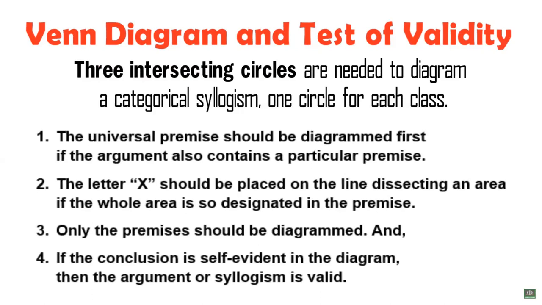Rule number 1. The universal premise should be diagrammed first if the argument also contains a particular premise. Rule number 2. The letter X should be placed on the line dissecting an area if the whole area is so designated in the premise. Rule number 3. Only the premises should be diagrammed. And rule number 4. If the conclusion is self-evident in the diagram, then the argument or syllogism is valid.